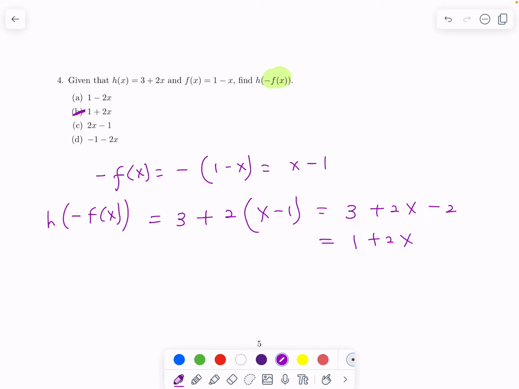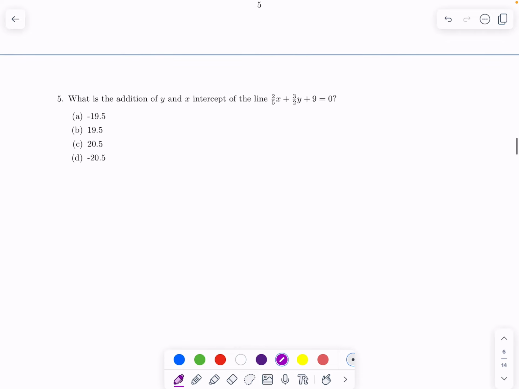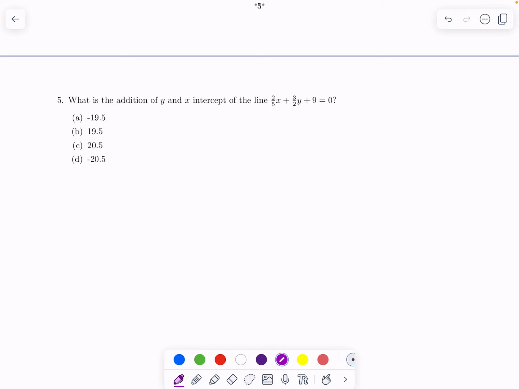So let's look at the next problem. This one, we want to find the addition of the y and the x-intercept of the line. Okay, so what can we do here? Now, I want you to note that if you have a line, let's say a straight line, right? At this point here where it crosses, this is the y-axis and this is the x-axis. Let's say this point here is a, right? So at this point here, x is 0 and your y is what?